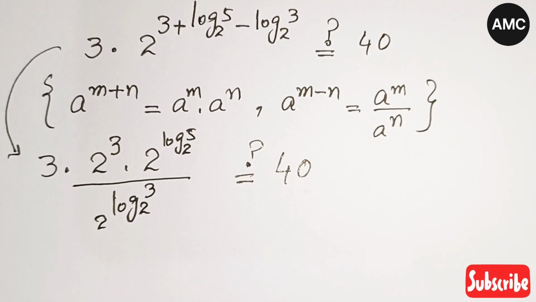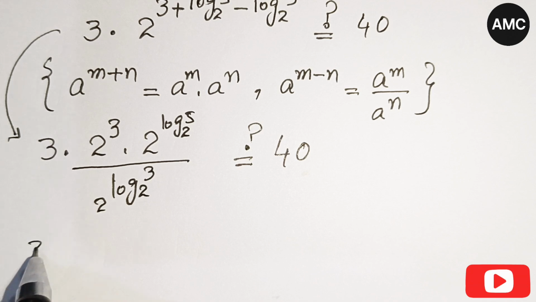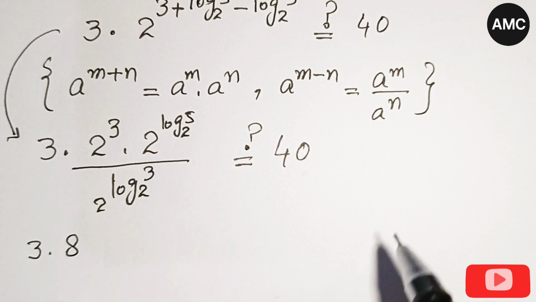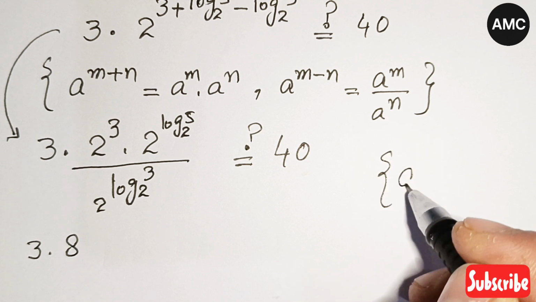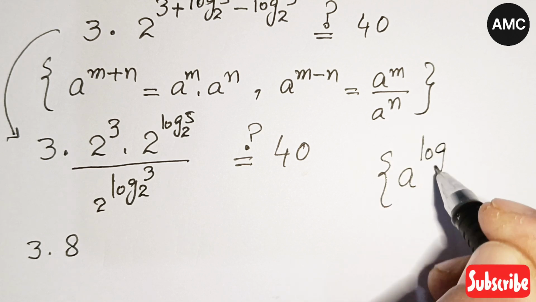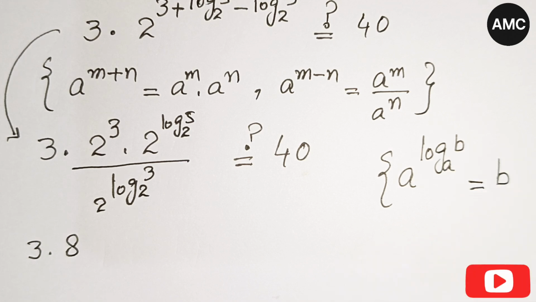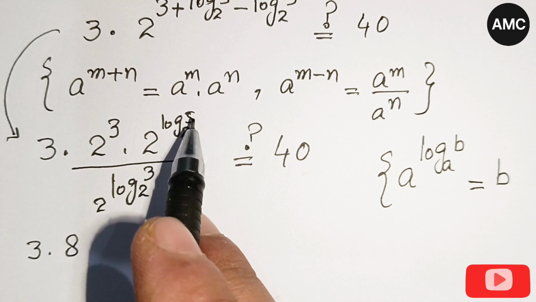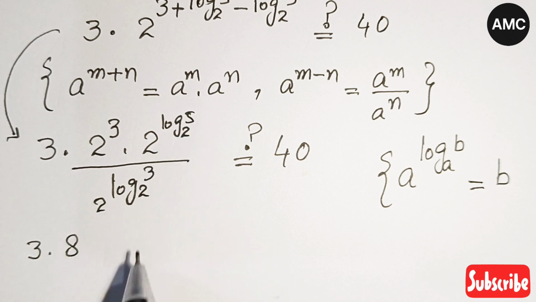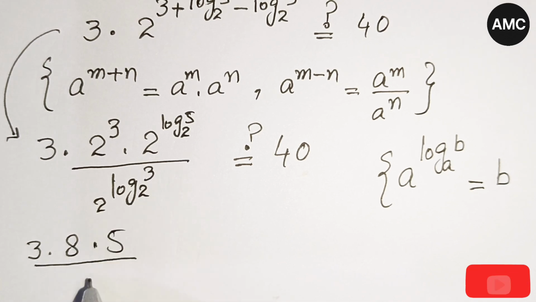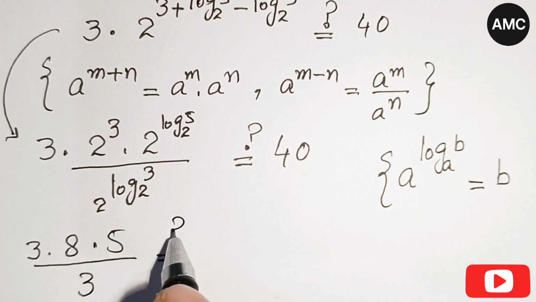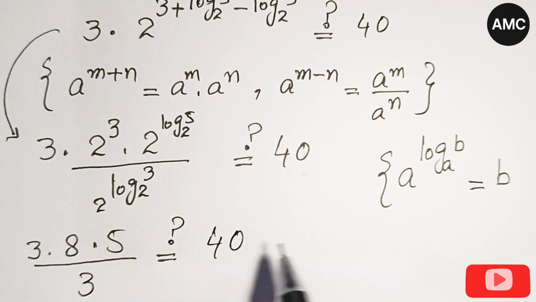Our next step: here we have 3 times 2 to the power 3, which is 8, and here we are going to use the logarithm law. If we have a to the power log b to base a, then it is equal to b. So 2 to the power log 5 to base 2 is equal to 5, all over 2 to the power log 3 to base 2, which is equal to 3. So is it equal to 40?